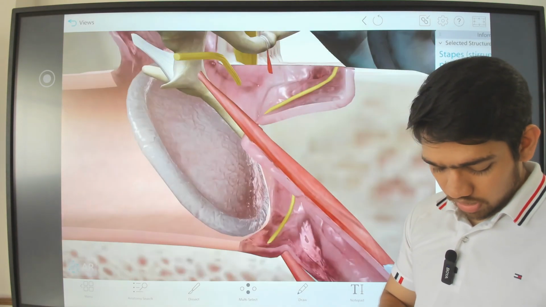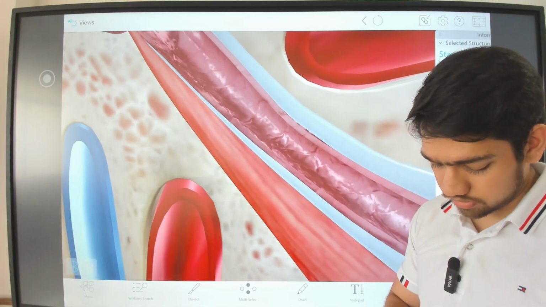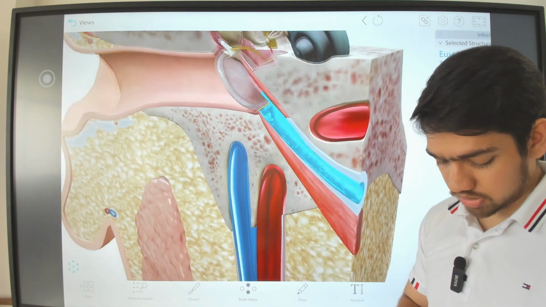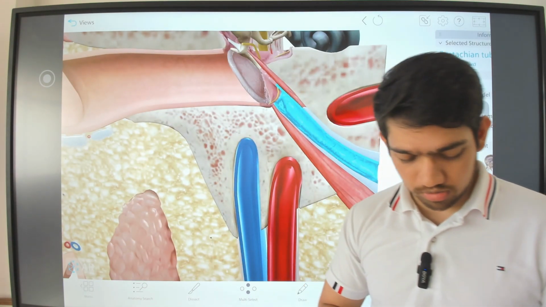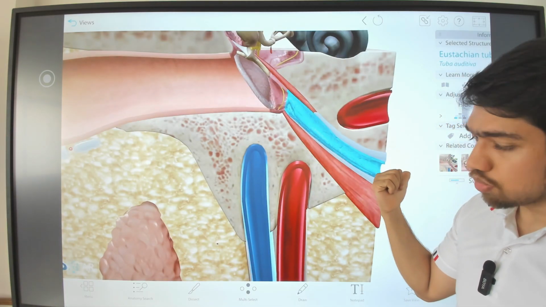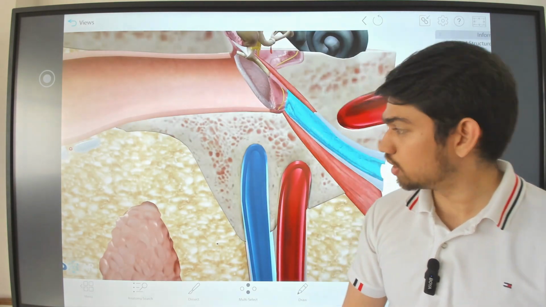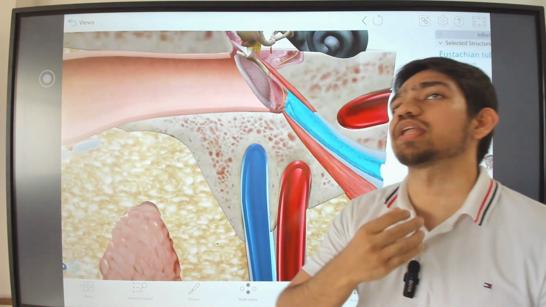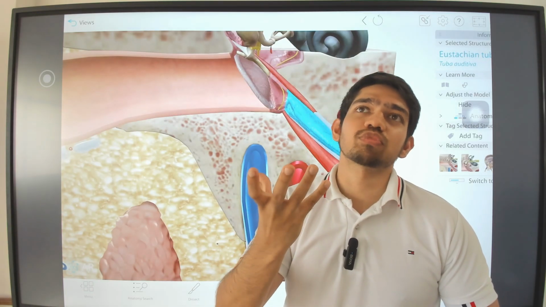Got it? Then I told you the middle ear is filled with air. That air is coming to the middle ear through this tube. It is in contact with the atmosphere. We say the middle ear is in contact with the atmosphere through this tube, which is called the eustachian tube. The eustachian tube actually goes and opens to the pharynx.